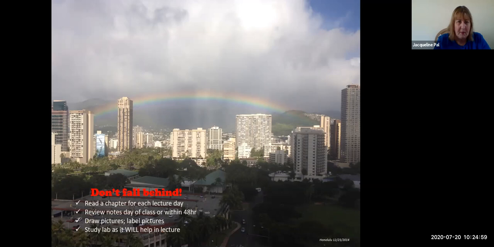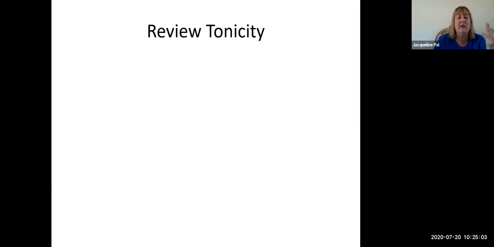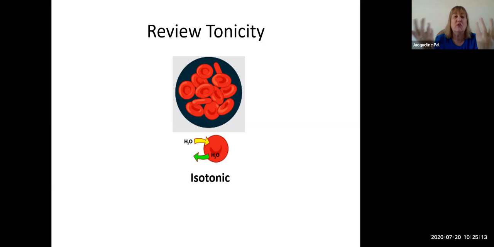Okay, so one thing I want you to do is to review in the text, learn about tonicity, which has to do with osmosis, the movement of water down its concentration gradient. If the cell is put in what we call an isotonic solution, and yes, there's pictures of red blood cells here just for example, that means the concentration of water inside the cell is the same as the concentration of water outside the cell. So water comes in the cell and goes out of the cell at the same rate. So the cell doesn't change its size or shape, and the cell is very happy.